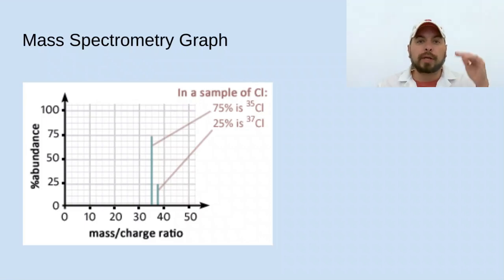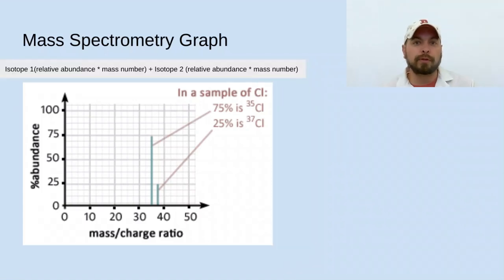Now, if I look at the relative heights, what I see is that 75% of the atoms that struck the sensor were 35 and 25% were 37. Now I have a number I can use. Using the same equation we used before for the book pages, let's find the mass of average chlorine atoms.